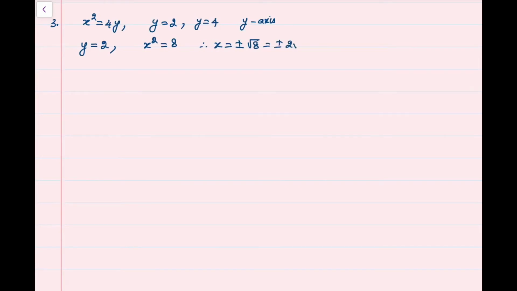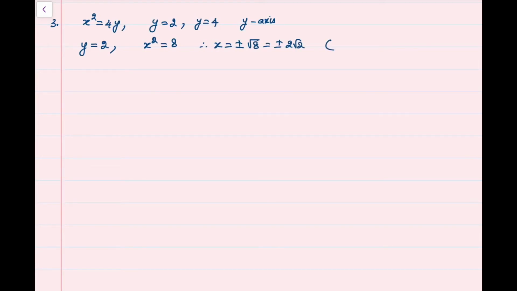Question 3. Find the area of the region bounded by x square is equal to 4y, y is equal to 2, y is equal to 4, and the y-axis in the first quadrant. The first step is solving the equations and finding the points of intersection. Let us substitute y is equal to 2. Therefore, x square is 4 2s are 8. x will be plus or minus square root of 8, which is plus or minus 2 root 2.